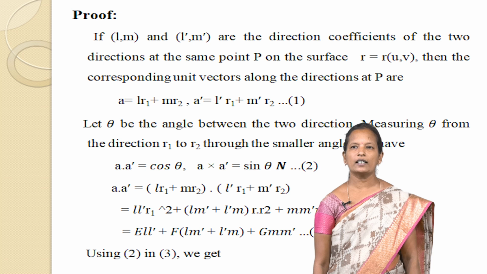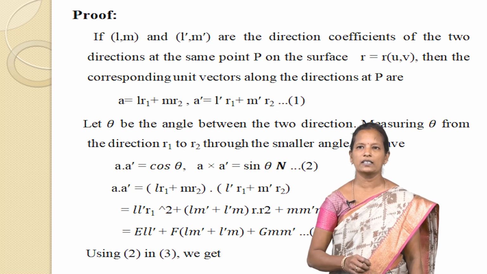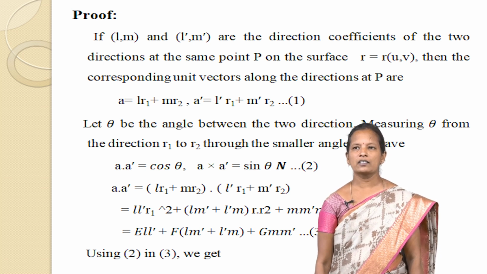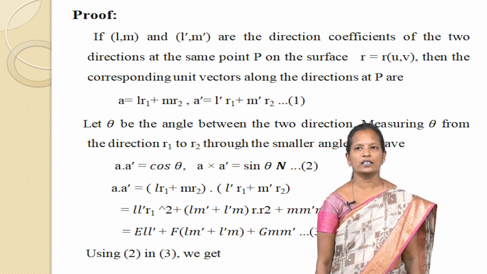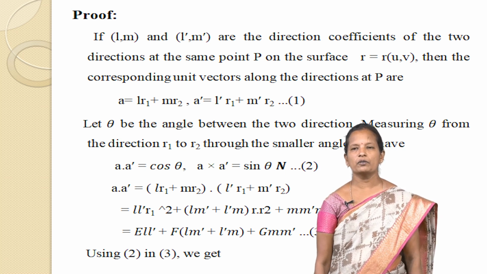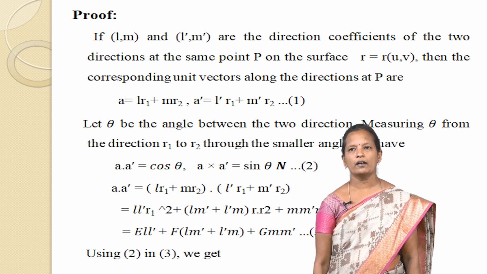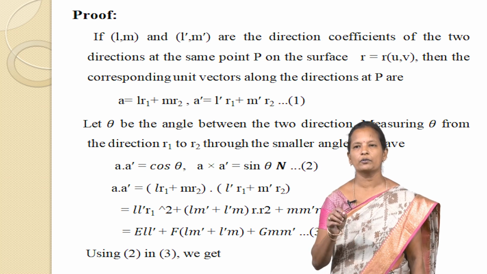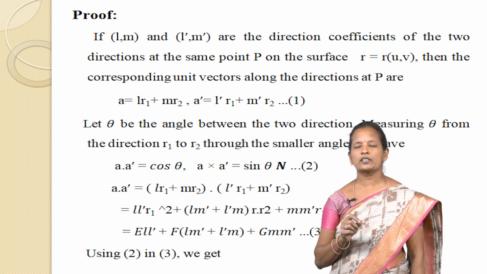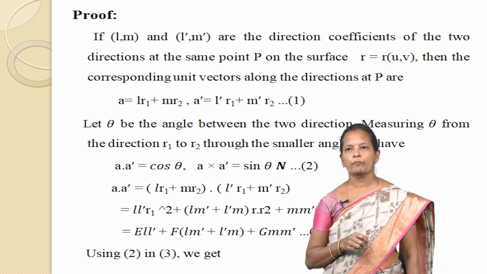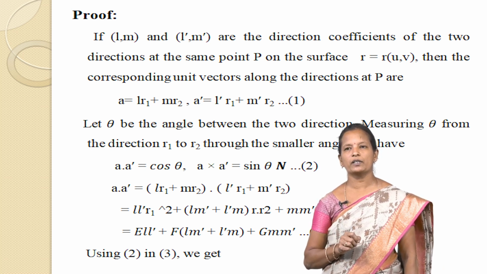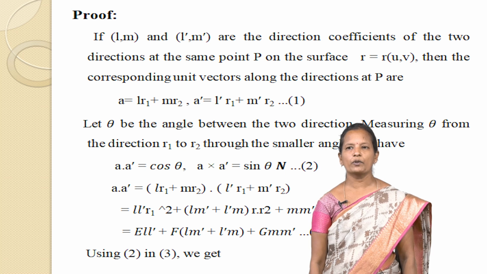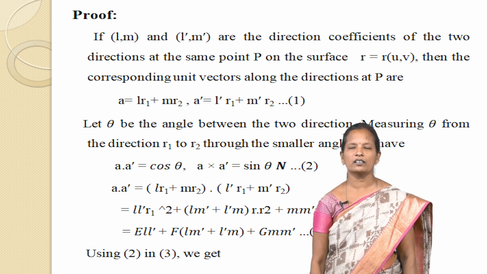If L, M and L dash, M dash are the direction coefficients of the two directions at the same point P on the surface, with position vector R equal to R of U, V, then the corresponding unit vectors along the directions at P are, you know well, A vector equal to L into R1 plus M into R2, and A dash vector, where dash means differentiate with respect to S and dot means with respect to U, is L dash into R1 plus M dash into R2. Take it as equation 1.